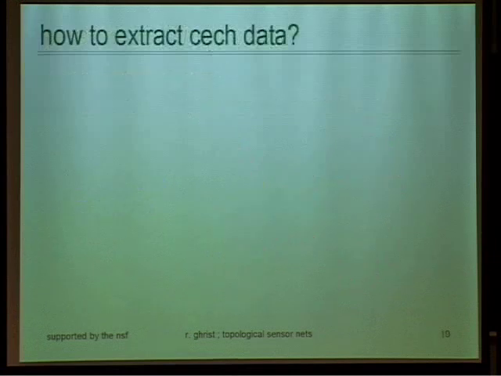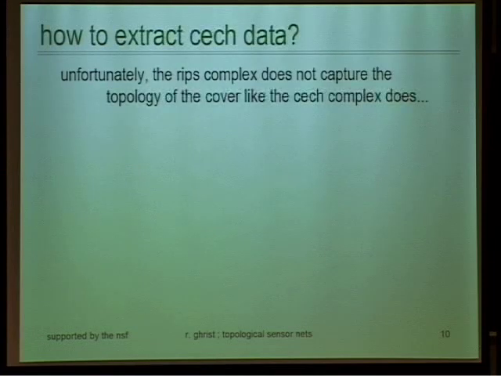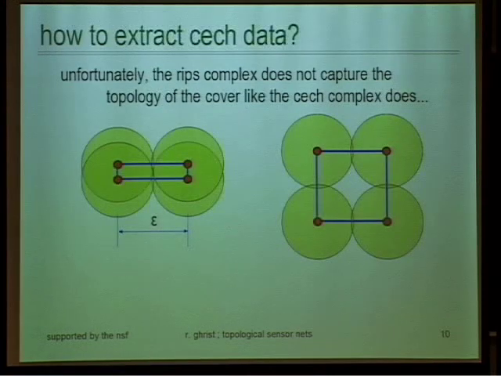All right. So how do we extract Čech data from Rips data? We've seen this before, but I'm going to say all this again. Unfortunately, the Rips complex doesn't have a theorem like the Čech theorem. It doesn't capture the topology of the cover. And there's some very simple examples that you can draw. Here are two settings with four two-dimensional disks. They overlap in different ways. But if the separation between these is right at the boundary of the communication link, if anything longer than epsilon doesn't have a communication link, then these two systems have the same Rips complex, even though the topology of the cover is very, very different. This one has a hole, this one doesn't.